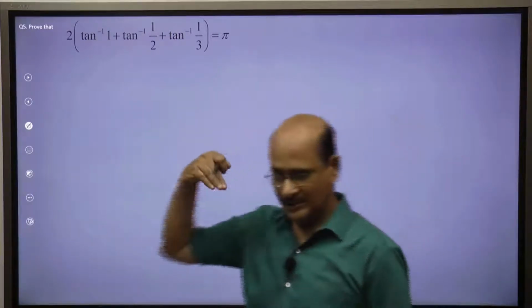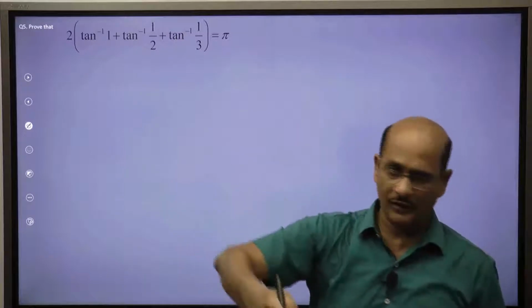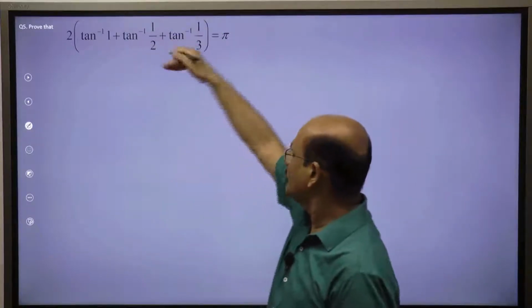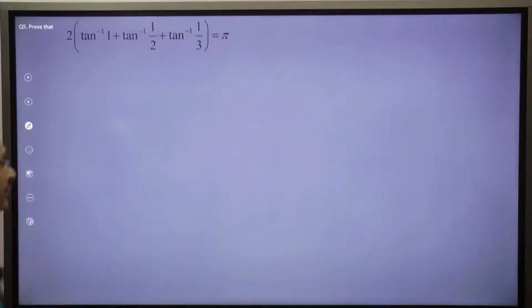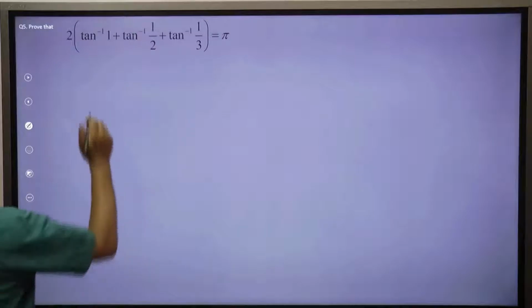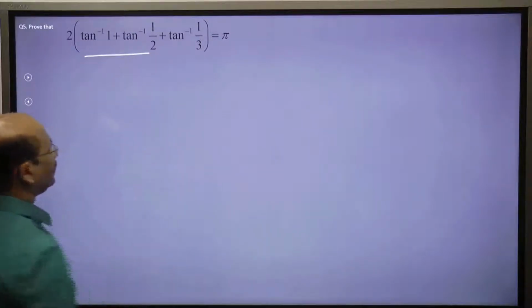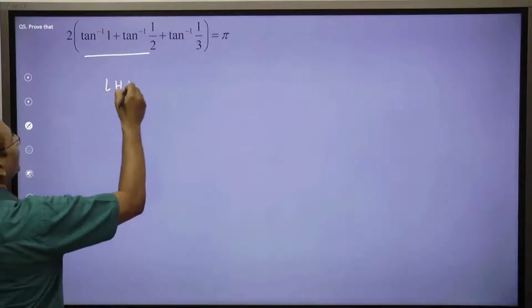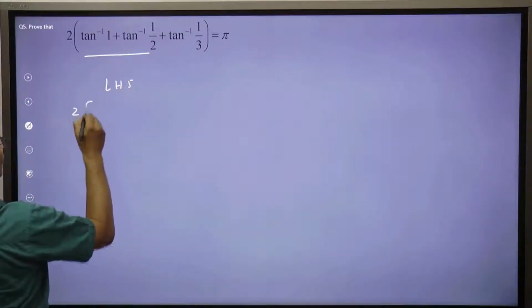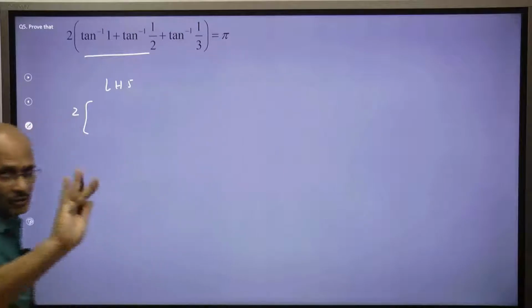Instead of a single inverse ratio or a pair of inverse ratios, you have tan inverse 1, tan inverse half, and tan inverse 1 by 3. So there is no pattern there. So what I suggest is, at a time you can convert or understand only one pair. I am talking about the LHS now. So let me apply the formula and see what comes out. This 2 you can keep up, or take it down also, there is no issue at all.